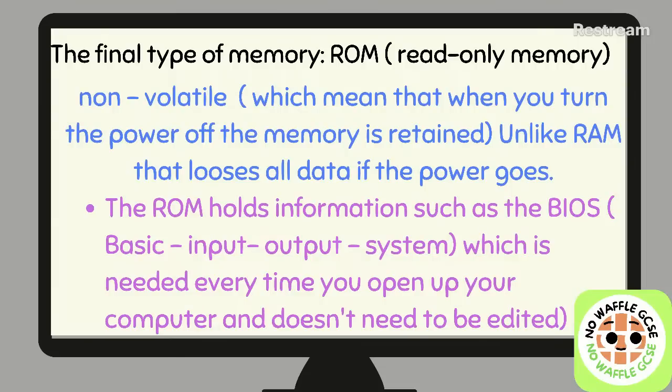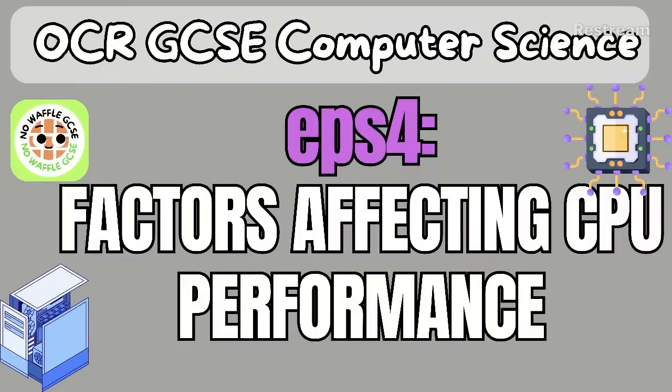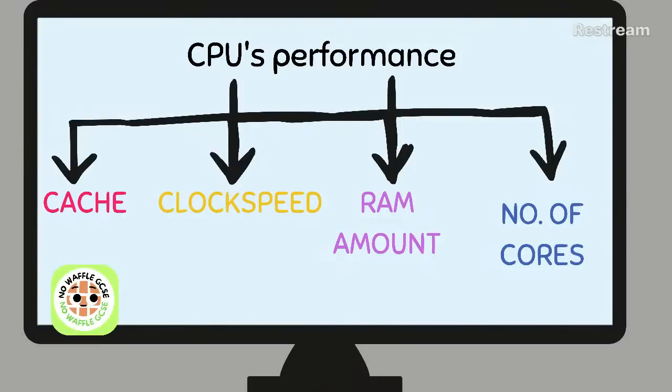Now moving on to the next topic, which is factors affecting the CPU performance. Now, the CPU's performance is based on four main things, which is cache, clock speed, RAM amount, and number of cores.